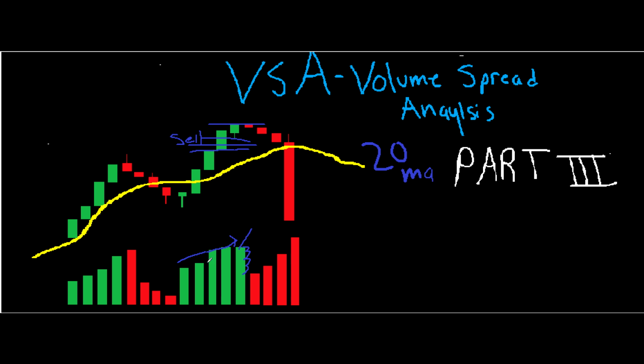Okay, that's how you get heavy volume on big spreads. Otherwise, you get big spreads but light volume, and those moves are always suspect. So this here, as the move is coming down to the moving average, and maybe this moving average could have been a little lower, but you guys get the concept. As it's coming down, the spread is increasing. So now you have the opposite effect.